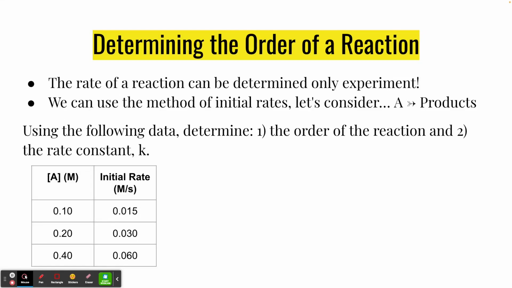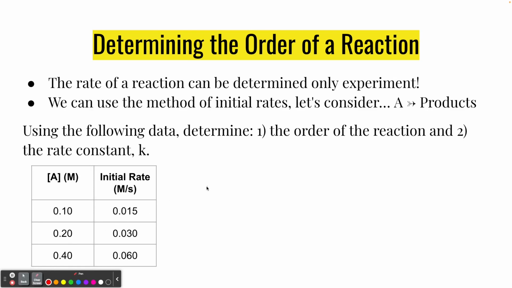So obviously we have the experiment here. We did some experiment with reactant A and it gave us these numbers. Using the data, we're going to determine one, the order of the reaction, and two, the rate constant. Okay. We can get this in a couple of ways.